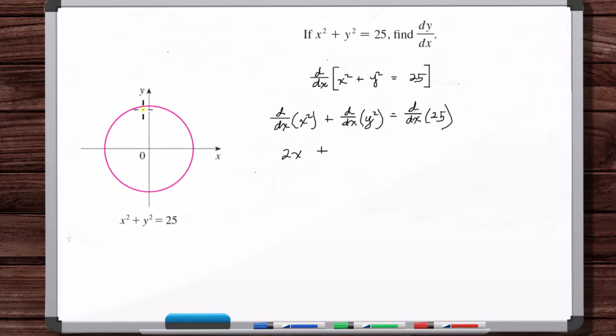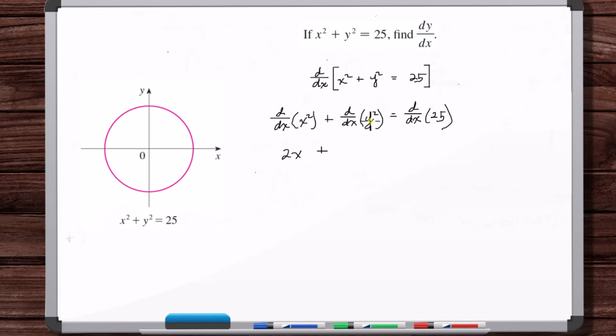Look at the graph here. Y is the dependent variable. Y is a function of x. That's what you have to remember. Here, x is the independent variable. X is not a function of anything. So the chain rule, this is just 2x.